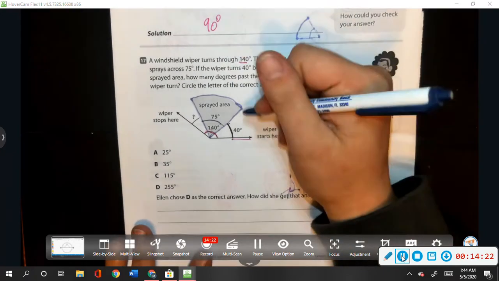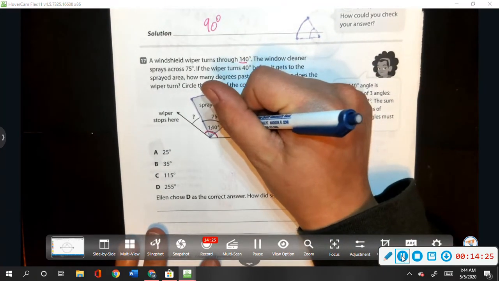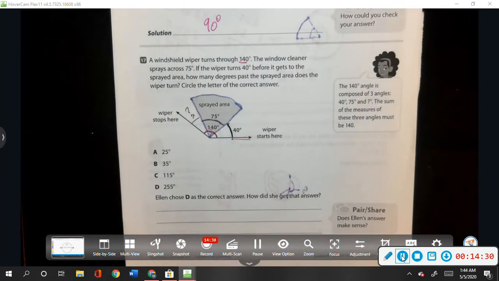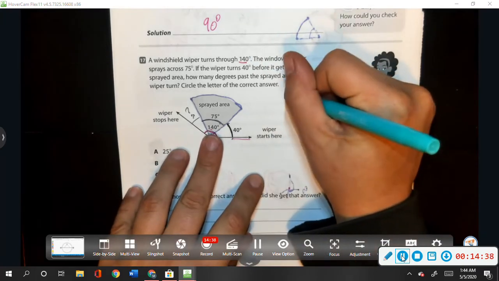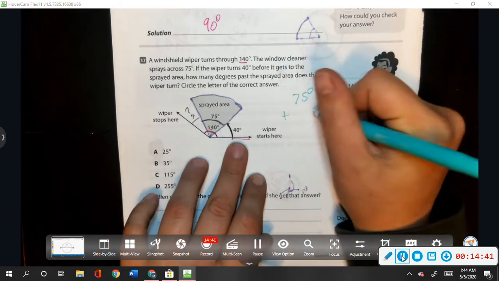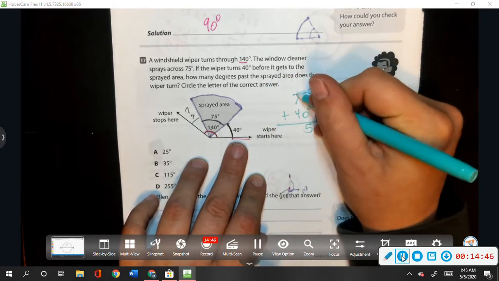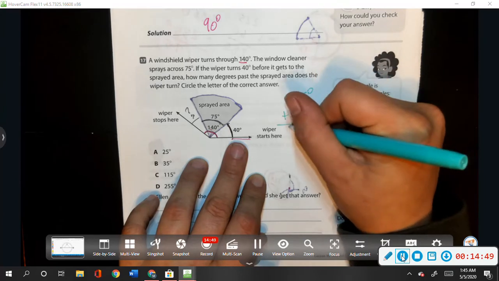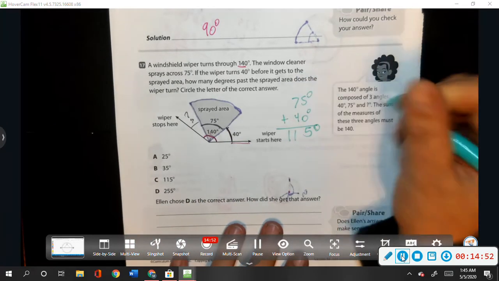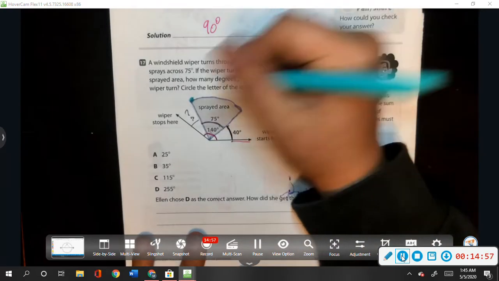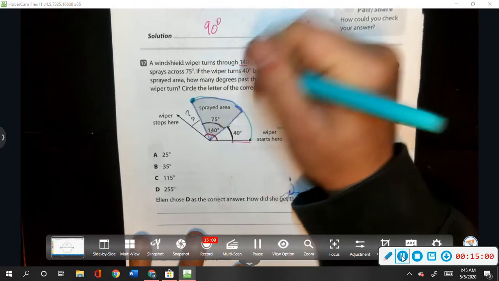Alright, so we have 40 degrees here, 75 degrees here, and an unknown angle here. What are we going to do? We're going to find out how many degrees is already used up. So we're going to take that 75 degrees, add it to that 40 degrees, and you will find that we had 115 degrees between where the area stopped spraying and where the wiper turns.